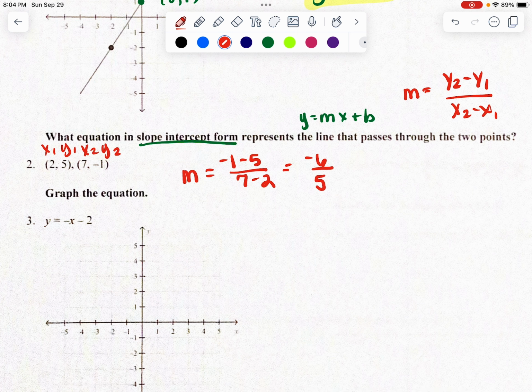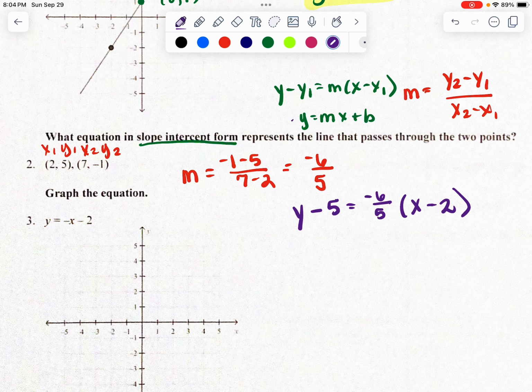I'm going to use point slope form simply because it's straightforward. So y minus y1 equals m times x minus x1 was point slope form. We're going to use that with our numbers, and we're going to simplify it so it's in slope-intercept form. So I'm just going to go ahead and use (2, 5) because I want to. So y minus 5 equals negative 6 fifths times x minus 2.